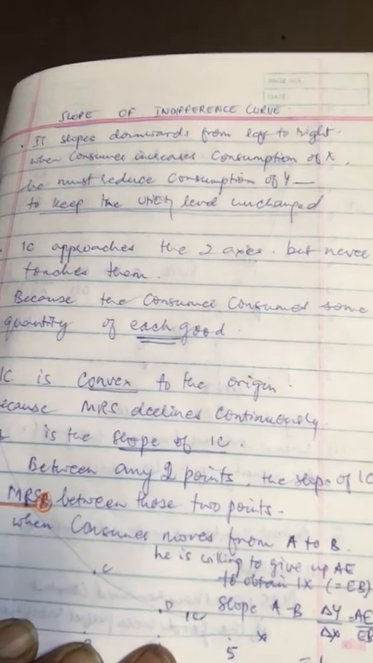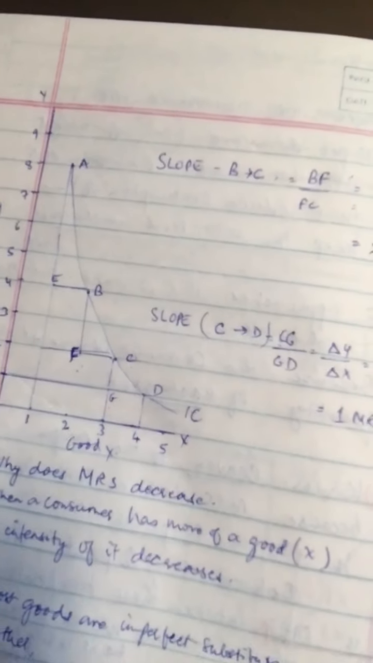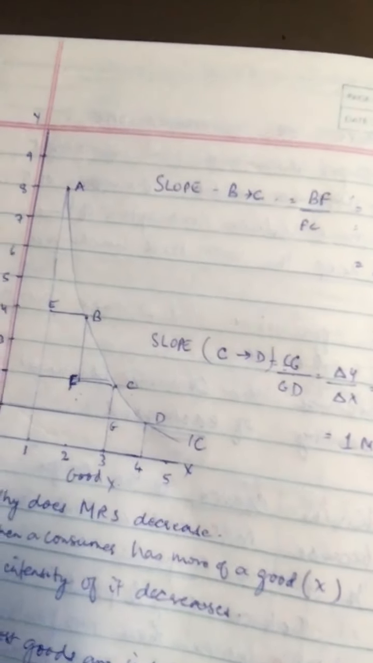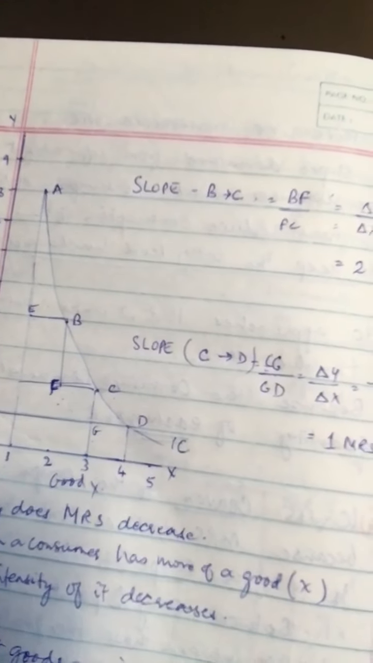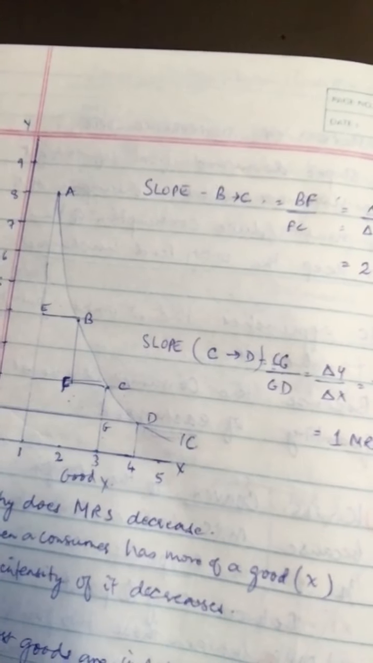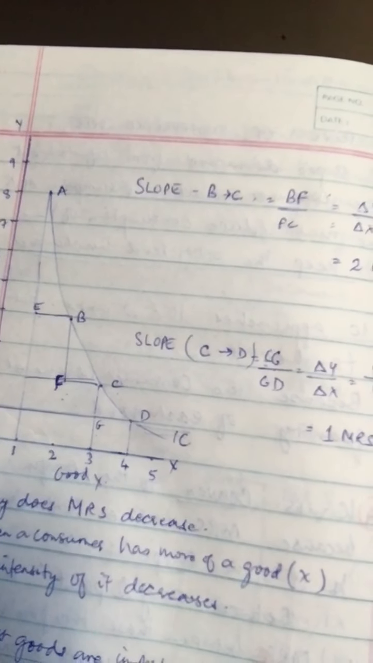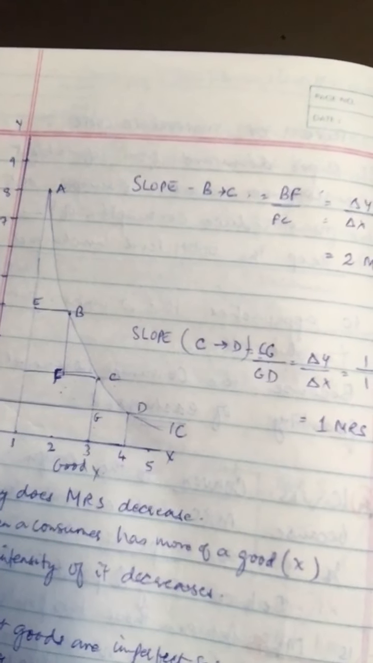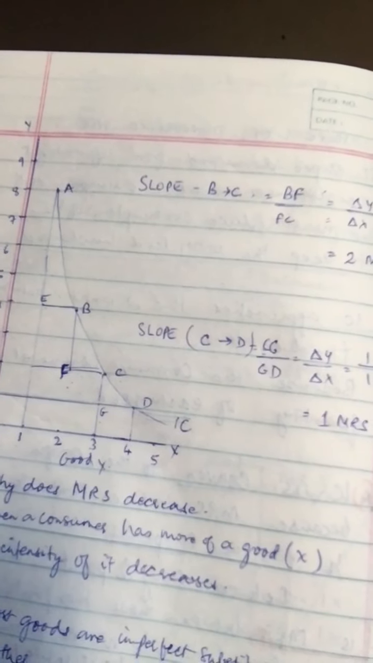Now the slope of the indifference curve, what is it? It is the MRS, the marginal rate of substitution. So let's take the slope from B to C. What is the slope of the indifference curve when it moves from B to C? We have BF shown as change in Y, and FC shows change in X. So that is 2 divided by 1, which is 2.